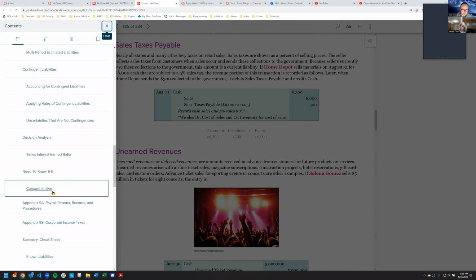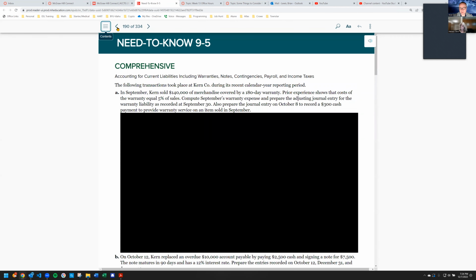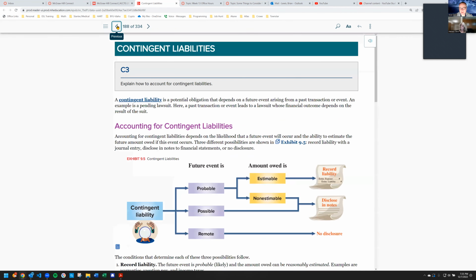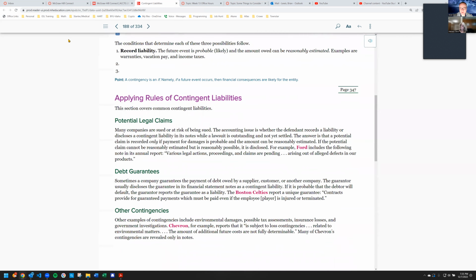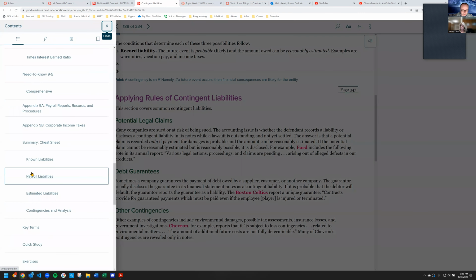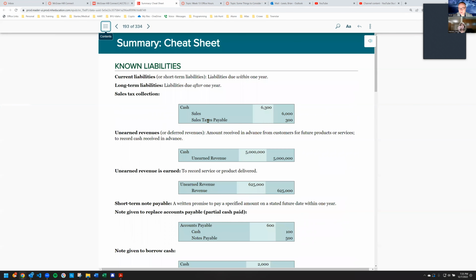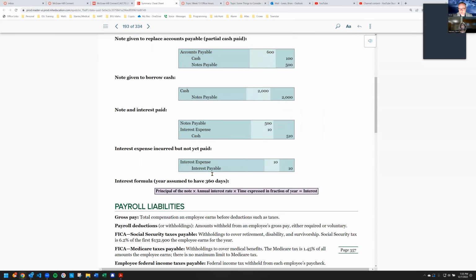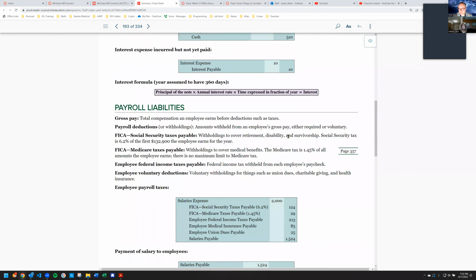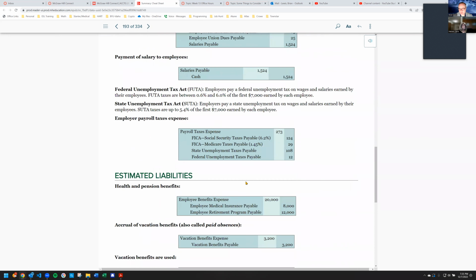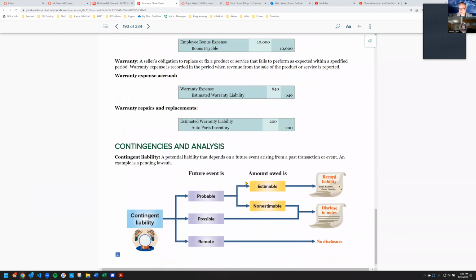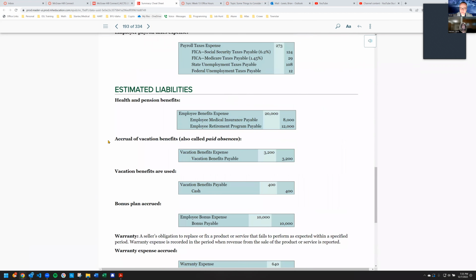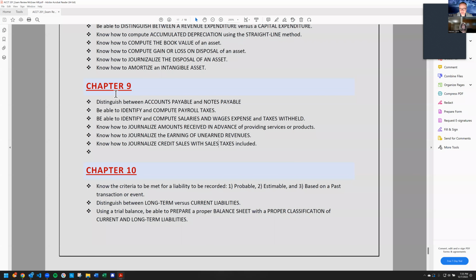Summary, comprehensive. Nope, wrong one. Not that one. It's usually there's a, oh, there it is. Summary cheat sheet. Journals, journal entries, taxes. Yep. This is a good summary of everything that's there. But you'll know that there's only a few things that they're covering, just what's on here. Chapter 10.